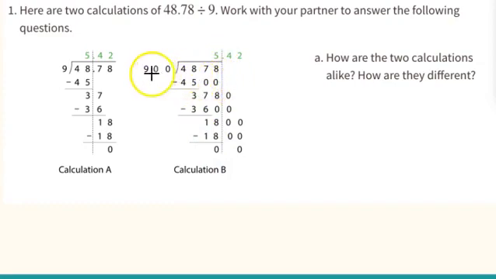Why? Because we're still dividing the same digits into the same digits. The only difference is the value of those digits. And since both of these have changed by the same value, you're still going to get the same quotient in both cases.